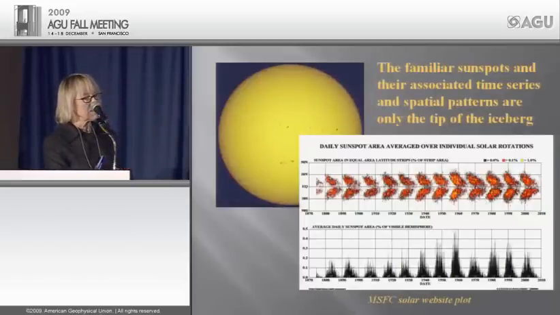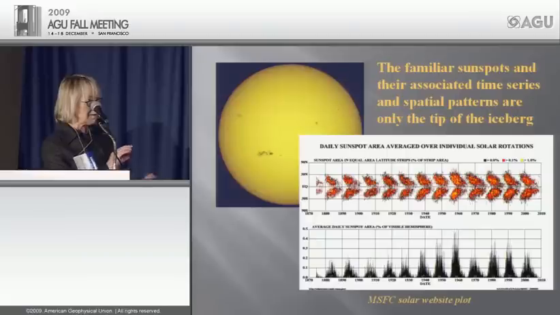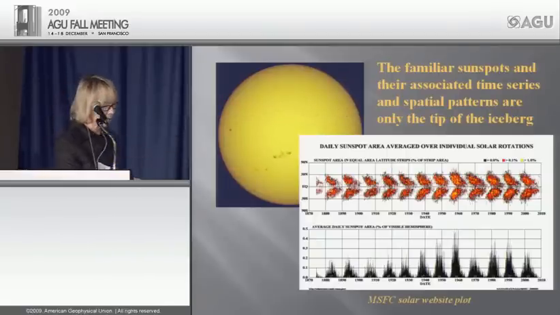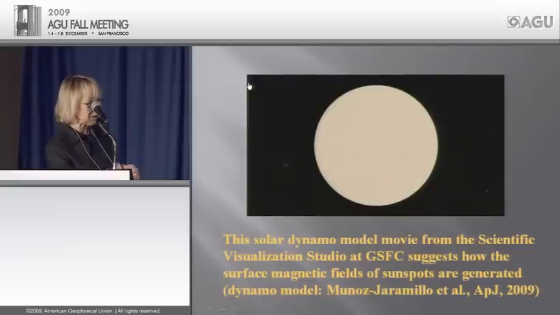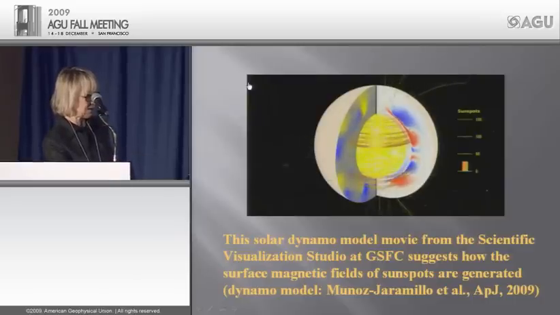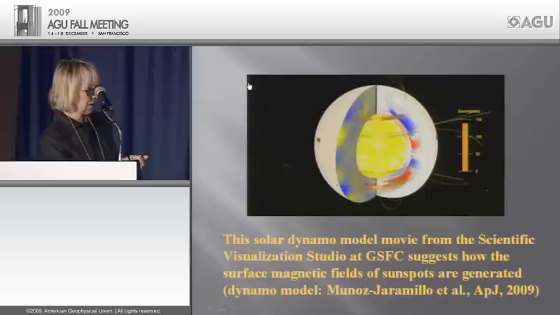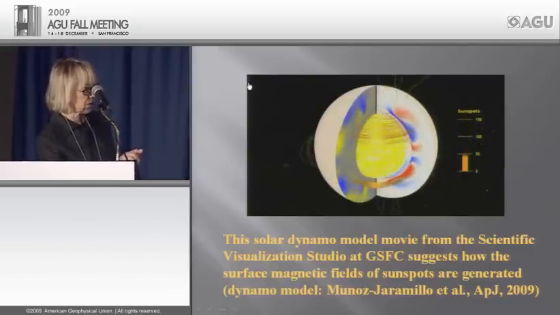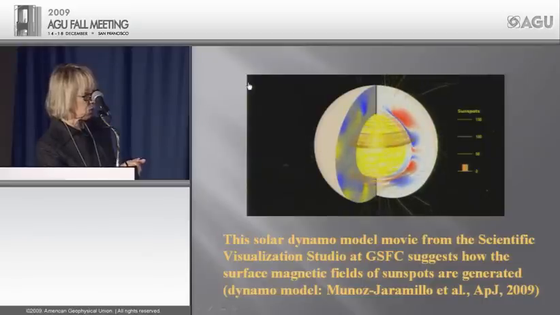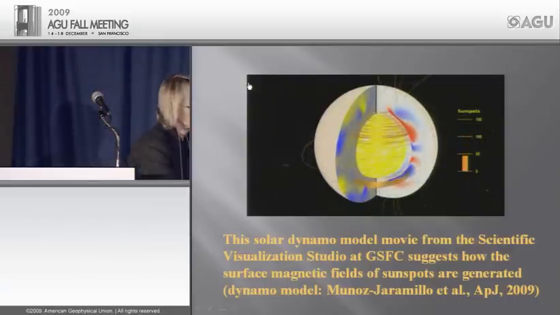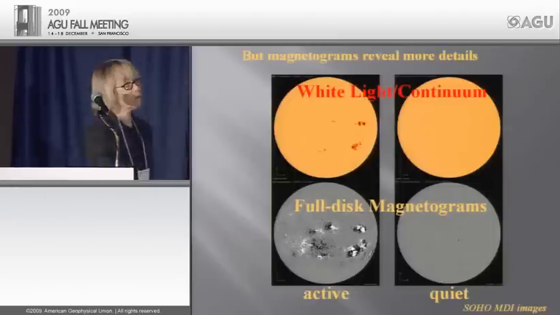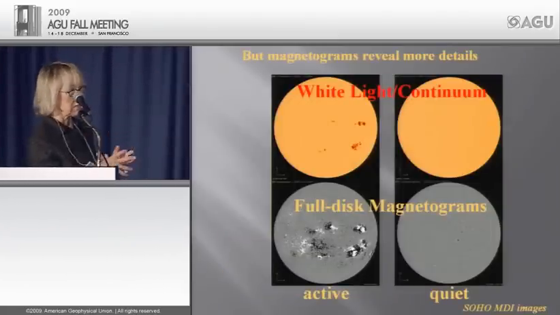So the familiar sunspots and their associated time series and spatial patterns, the butterfly diagrams, are only the tip of the iceberg, of course. This is only the superficial part of the solar cycle. We are progressing in our fields to the point where there are solar dynamo models, such as this one from the Goddard Scientific Visualization Center, of a new model that uses helioseismic data to model the interior convection of the sun and wind up toroidal fields and produce poloidal fields that poke out of the surface and produce the surface fields. We're getting better all the time in our ability to understand the origins of what we're seeing on the surface.